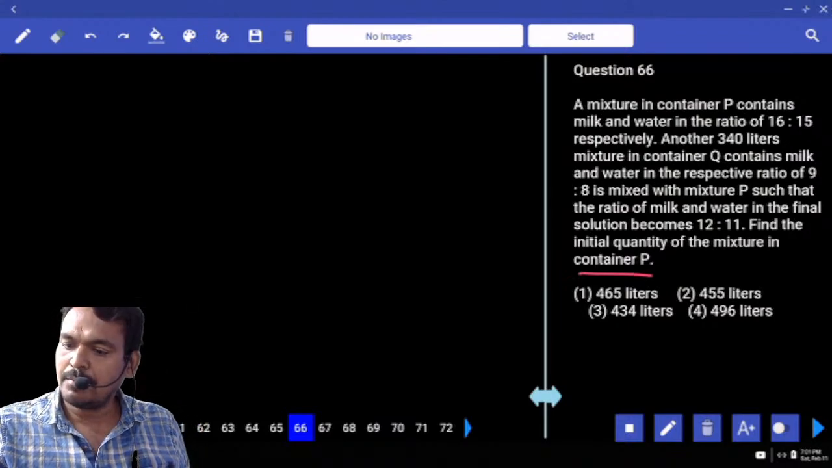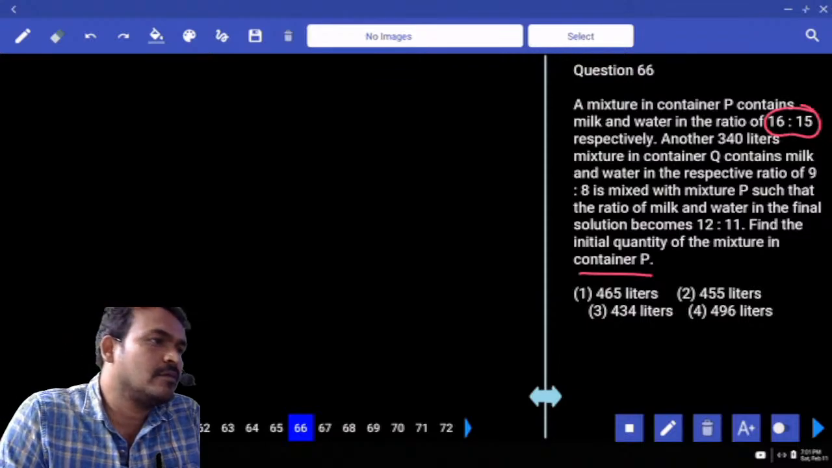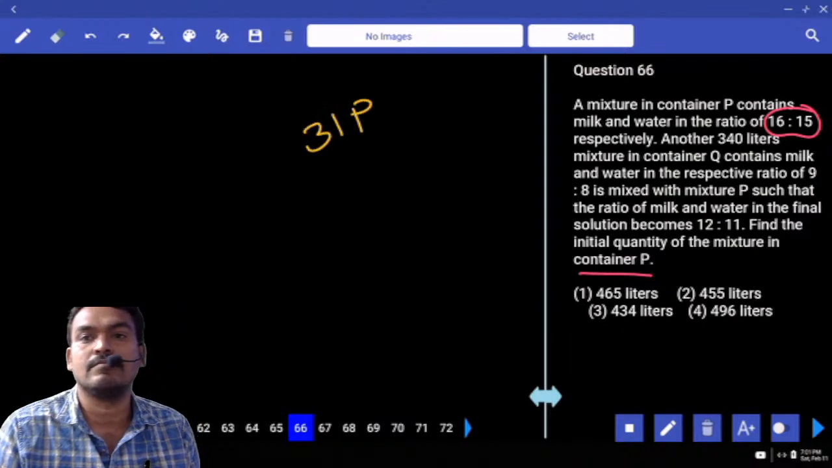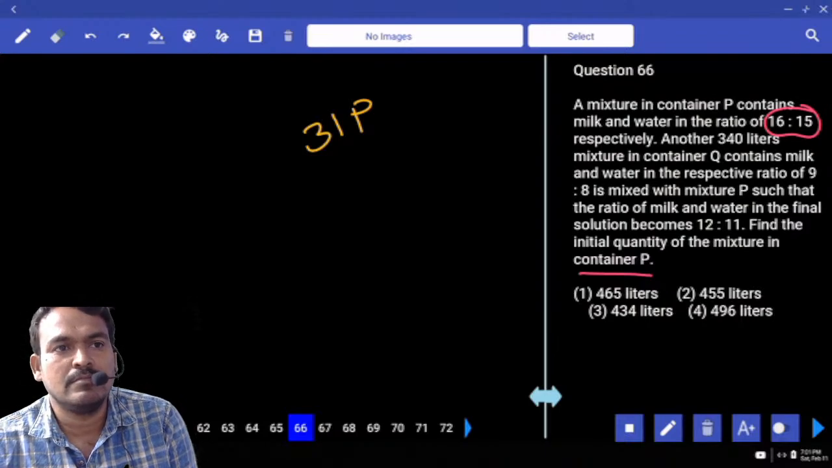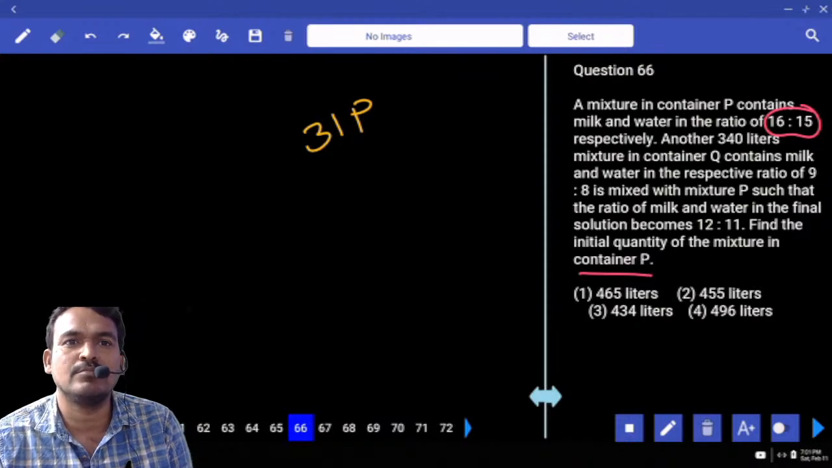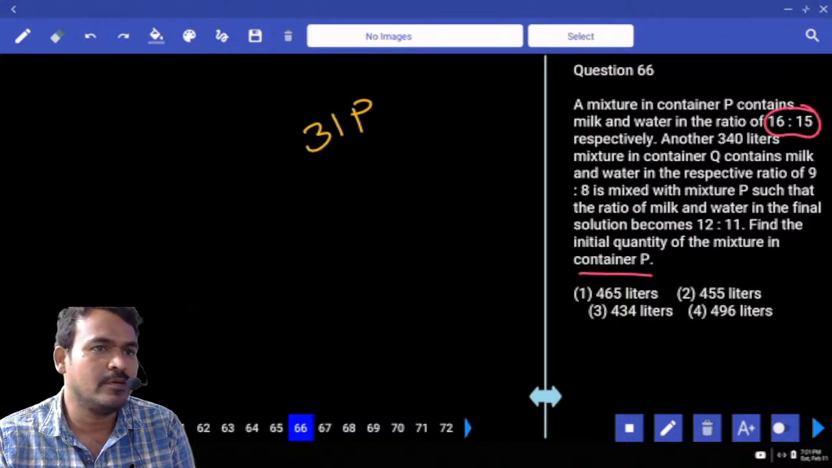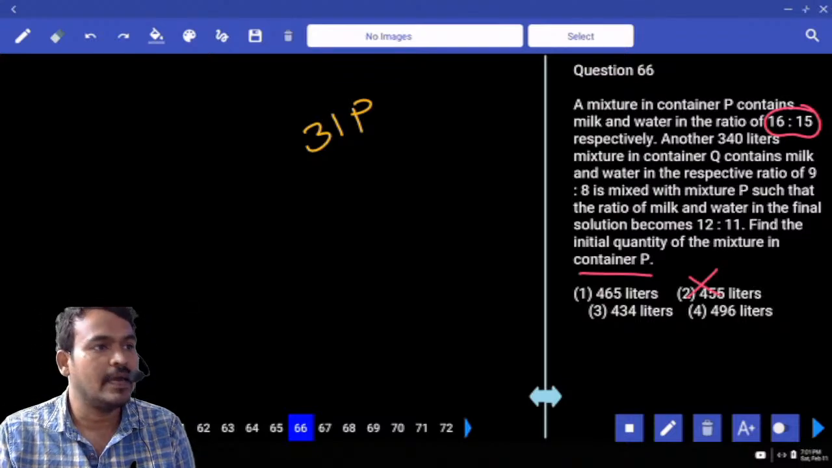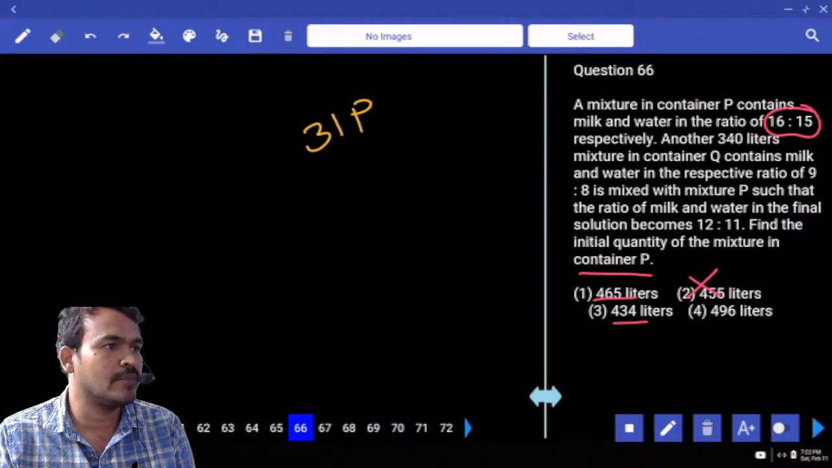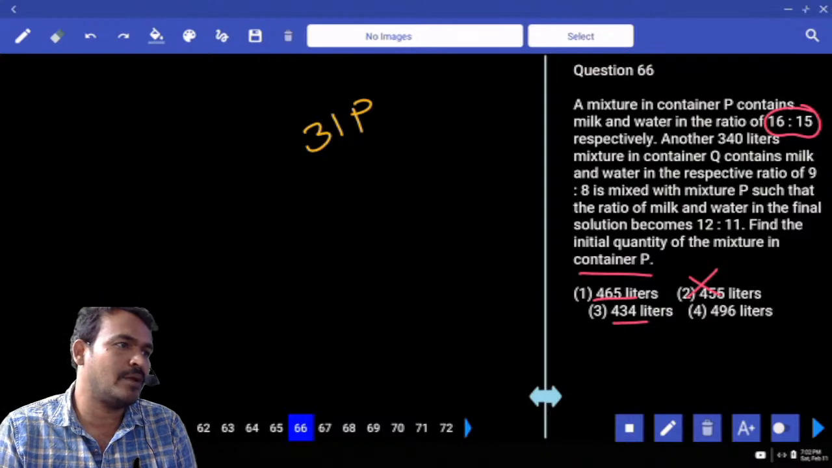Container P, milk is how many parts? 16. Water is 15. Total how many parts? 31 parts. Before solving the question, first verify the 31 multiples. First option, 31 multiple? Yes. 31 ones are 31, remaining 155, 5 times. Second option, 31 multiple? No. Third option? Yes, because 465, 434 difference. It must be divisible by 31. How many options are possible? 2 options. Then use the normal method or verification.